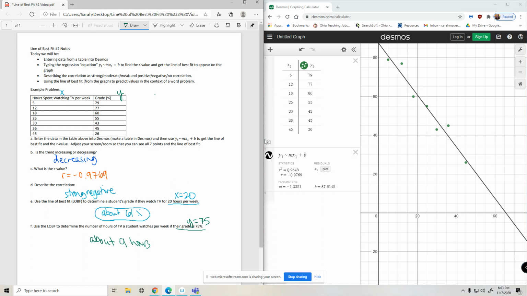So just to reiterate, the new things we added on today, we're using the graph to help us predict X and Y values. If they give you an X value, follow that X value up until you hit the line, and then look over and see approximately what Y value you have. If they give you a Y value, find that Y value on the line, trace down and figure out what X value you are near. These are approximations, so as long as you're close, you're good. We'll do things in a more exact way in the next video.